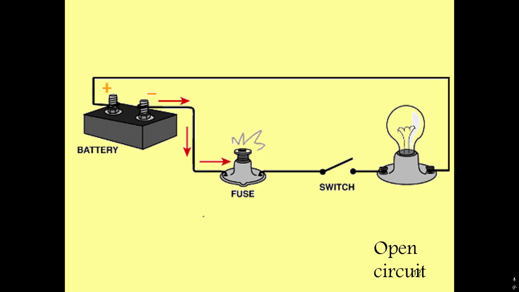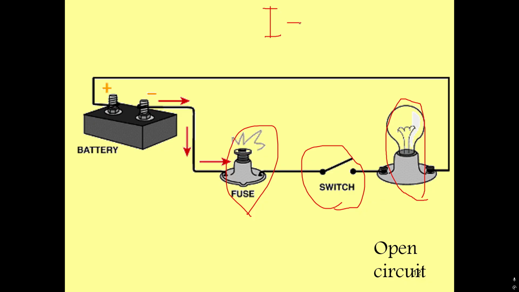Another example: here we have a battery, a fuse to protect the circuit, and a switch, but it is open, and you have the load, which is the bulb. Since the switch is open, current is not there, current is zero. Okay, so it is an example of an open circuit.